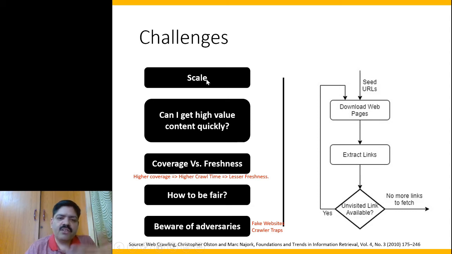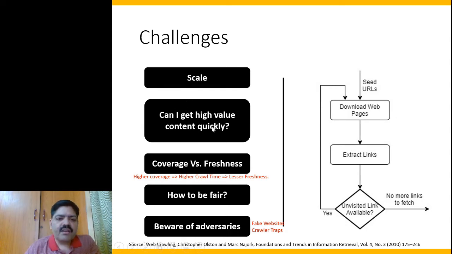The first one of them being scale. We want to do this really quick because we have several billion documents on the web to go and download, and we cannot afford to download at, let's say, 10 documents per hour kind of pace. We are doing much faster than that.